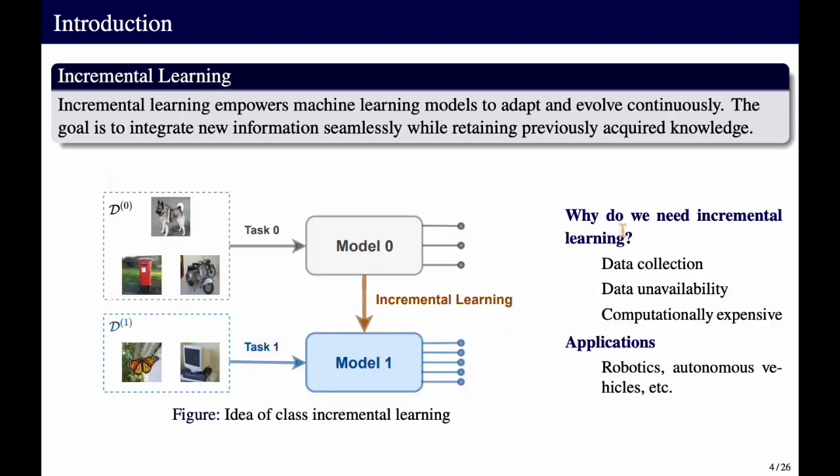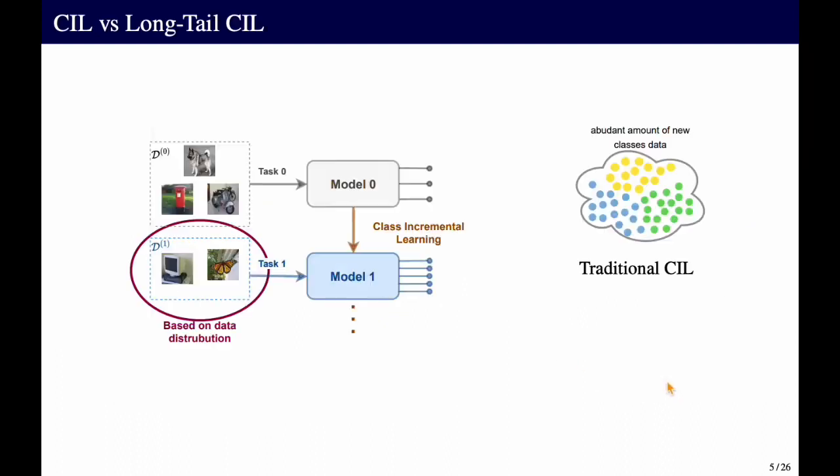Incremental learning becomes essential due to challenges such as data collection limitations, where we can't collect all classes' data at once, and the availability of old data. And again, it is computationally expensive to train from scratch. Its applications extend to domains like robotics and autonomous vehicles.